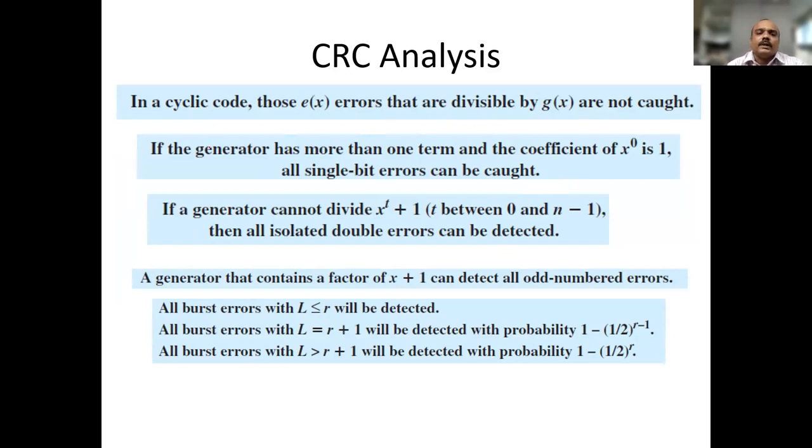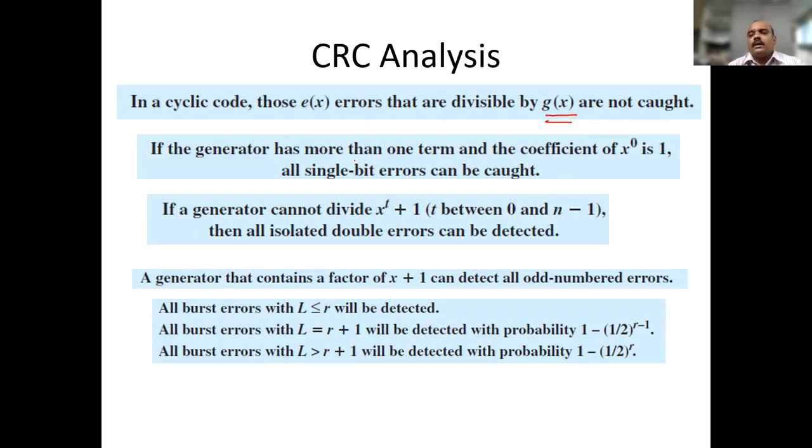The first one is, in a cyclic code, those errors that are divisible by G of X. If these errors are divisible by G of X, then you cannot catch the error, so we are going to fail. So errors should not be divisible by G of X.